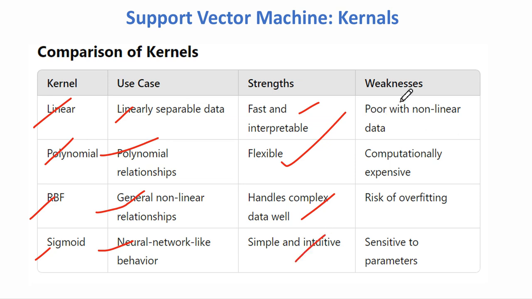The weakness of linear is that it is poor with nonlinear data. The polynomial kernel's weakness is that it is computationally expensive. The weakness of RBF is the risk of overfitting. The sigmoid kernel's weakness is that it is sensitive to parameters. That is all about the different types of kernels, what is meant by kernels, and how to build an SVM model for nonlinear data. Okay.